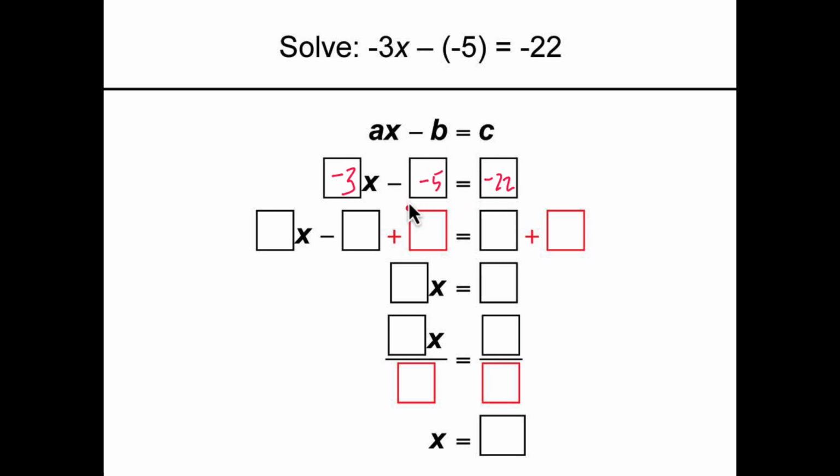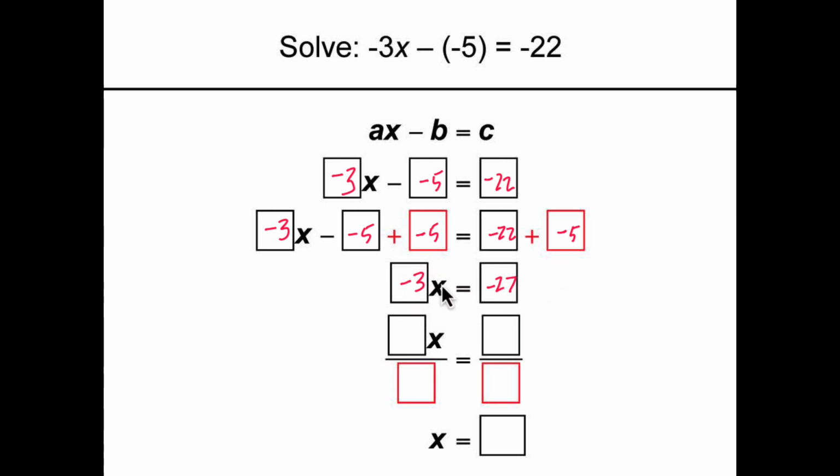We want to get rid of this negative 5, so we add negative 5 to both sides. So we get negative 3x minus negative 5 plus negative 5 equals negative 22 plus negative 5. Simplifying, we get negative 3x equals negative 22 plus negative 5 is negative 27.